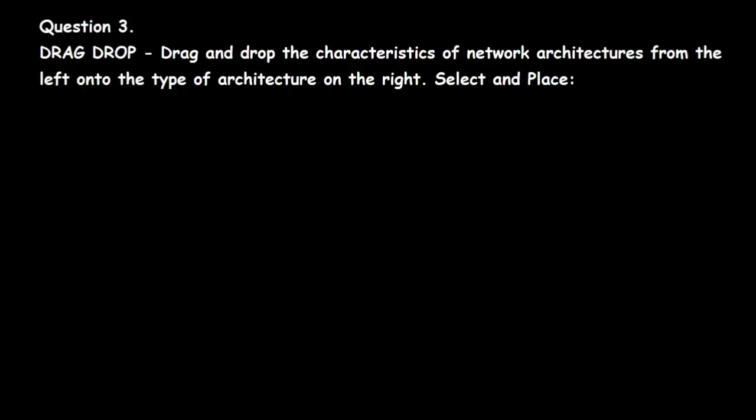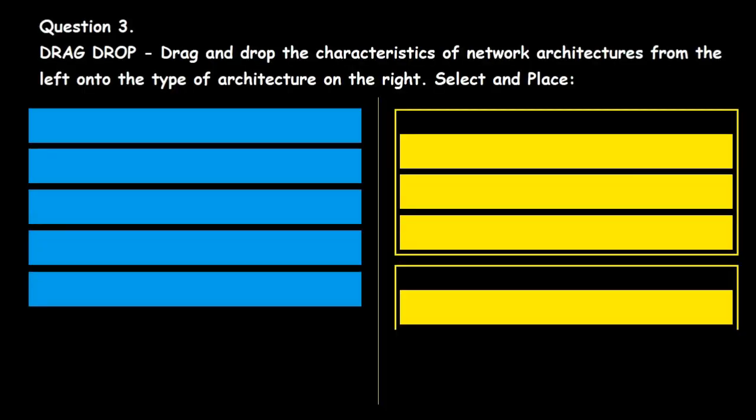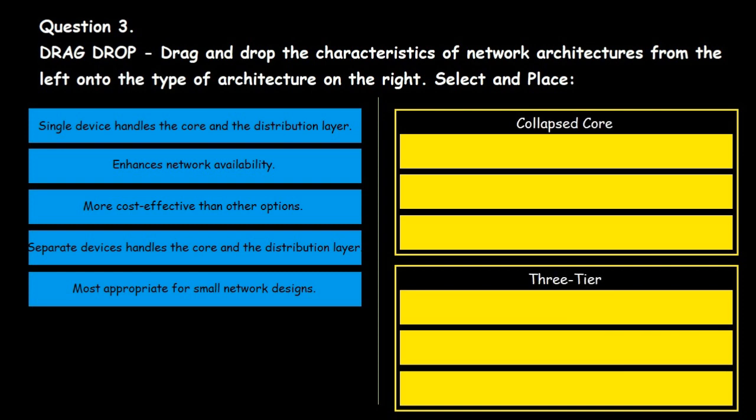Question 3. Drag and drop. Drag and drop the characteristics of network architectures from the left onto the type of architecture on the right. Select and place.